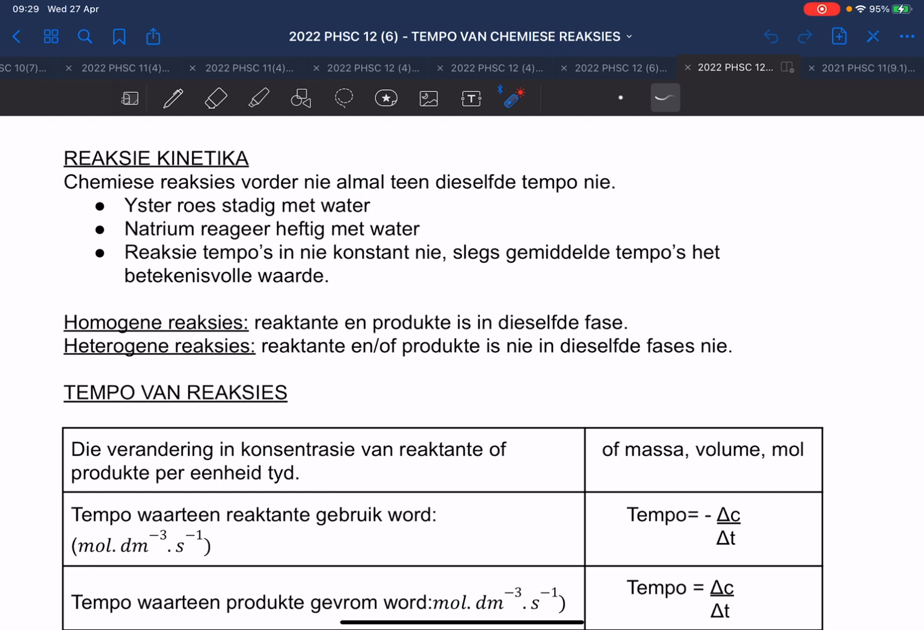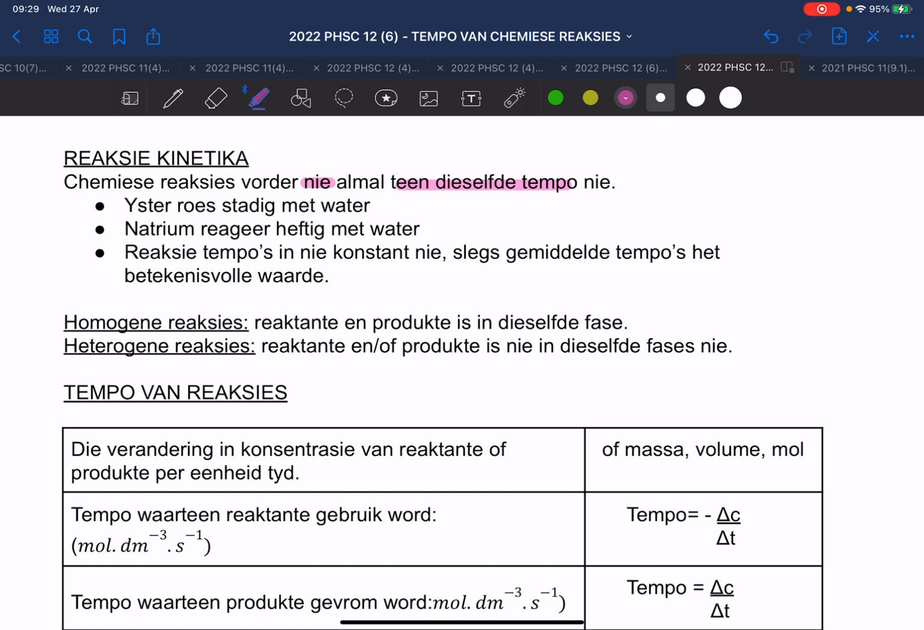Hierdie hele hoofstuk, soos ek sê, this whole chapter is how can we make reactions take place faster, vinniger. Hoekom? Want time is money. Ons wil hê dit moet so gaan. Okay. Now it says there, not all chemical reactions react at the same speed, not the same speed or the same rate.